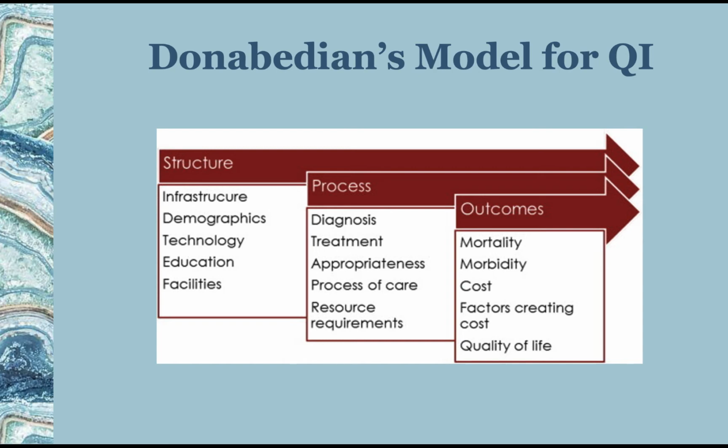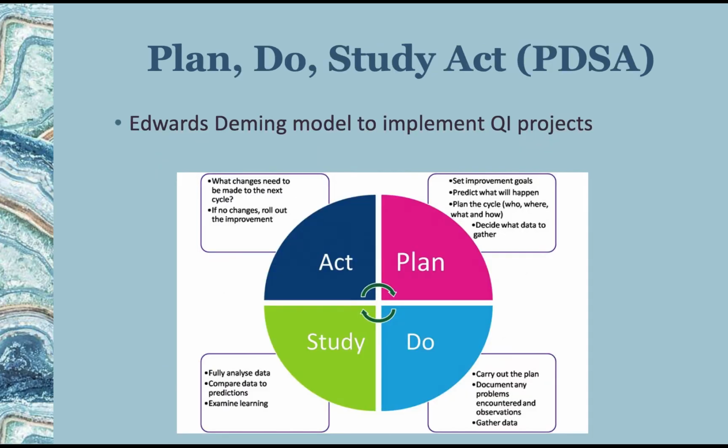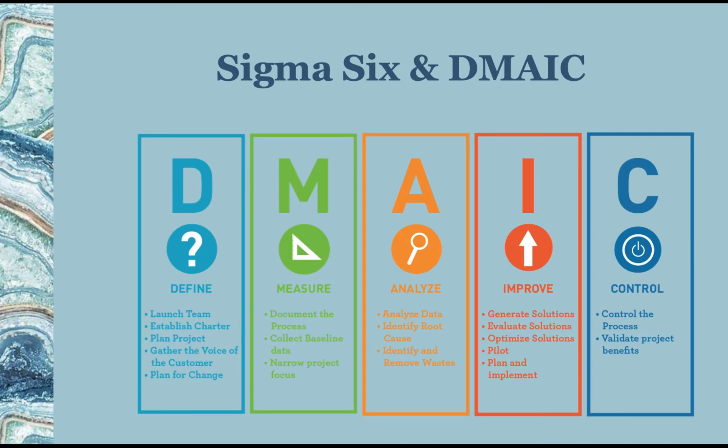And again, these 3 processes that you see on the screen. There are some great models that we utilize to underpin, they act as our framework for quality improvement. And the most popular one, the one we're going to be using throughout this course, is Edward Deming's model to implement QI projects, the PDSA model, or Plan, Do, Study, Act. Some people call it the PDCA, Plan, Do, Check, Act. And we're going to be going into lots of details about those, but I'm just going to mention that's one of the most popular models used in healthcare.